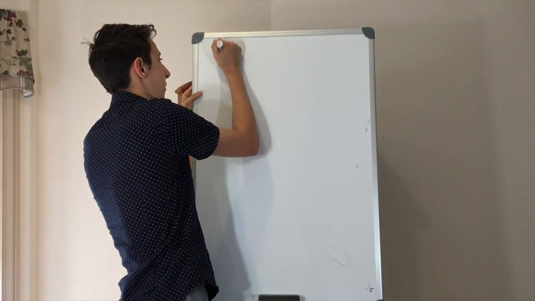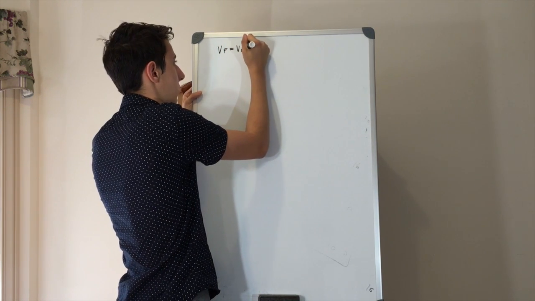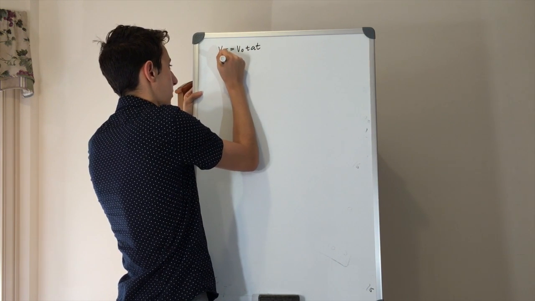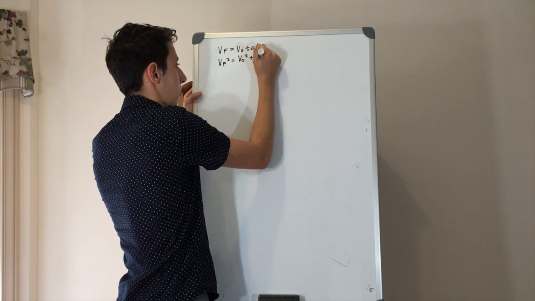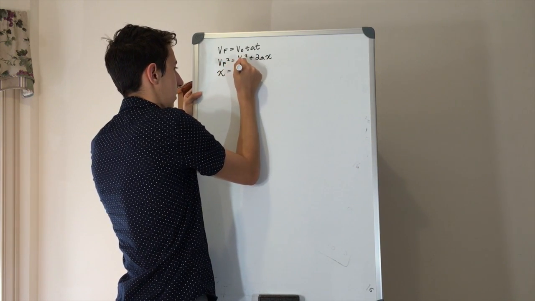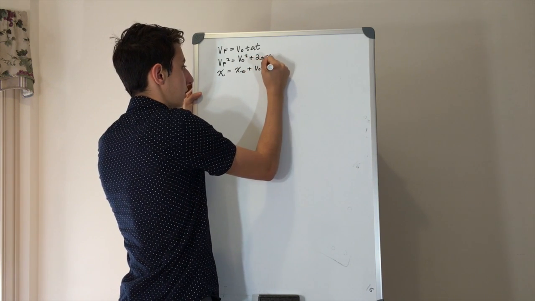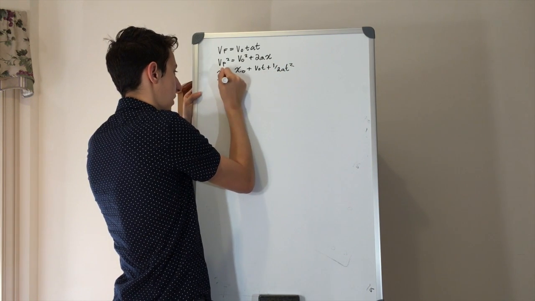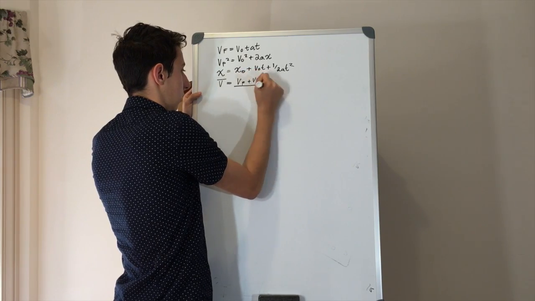So let's start off. We have V final, which is the final velocity, is equal to V naught, which is initial velocity, plus acceleration times time. We have V final squared is equal to V naught squared, which also means initial again, plus 2ax. We have x is equal to x naught, initial distance, plus V naught t plus 1/2 at squared. And finally, we have average velocity is equal to final velocity plus initial velocity over 2.